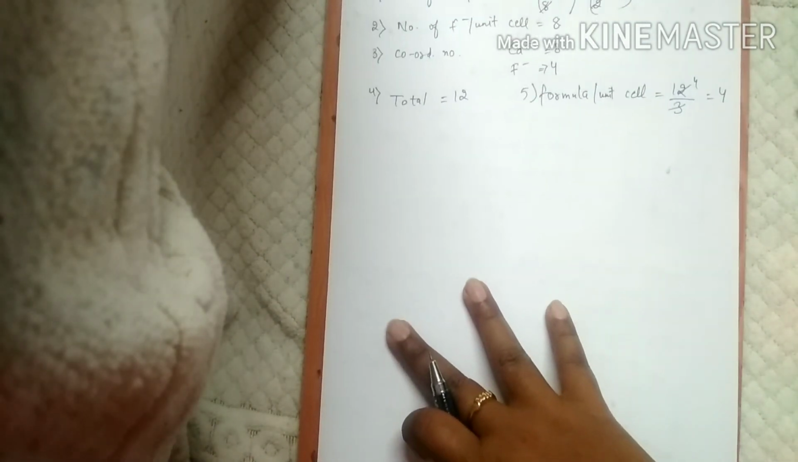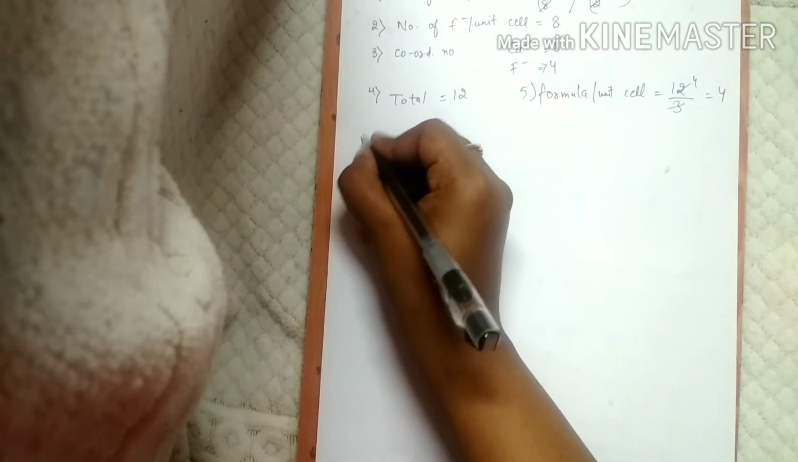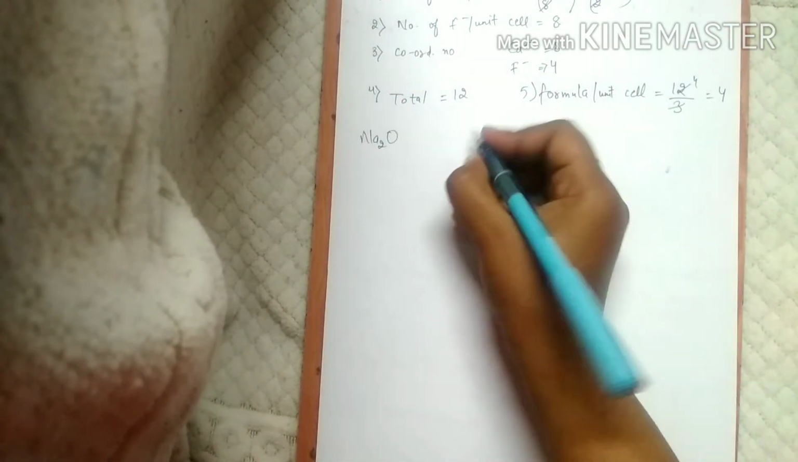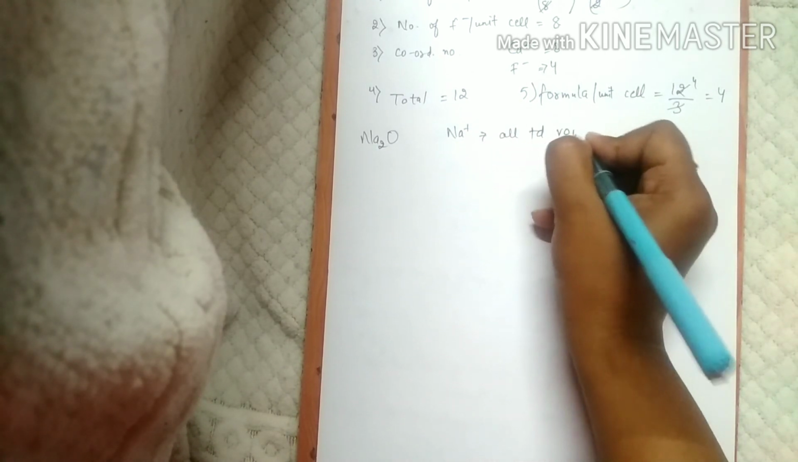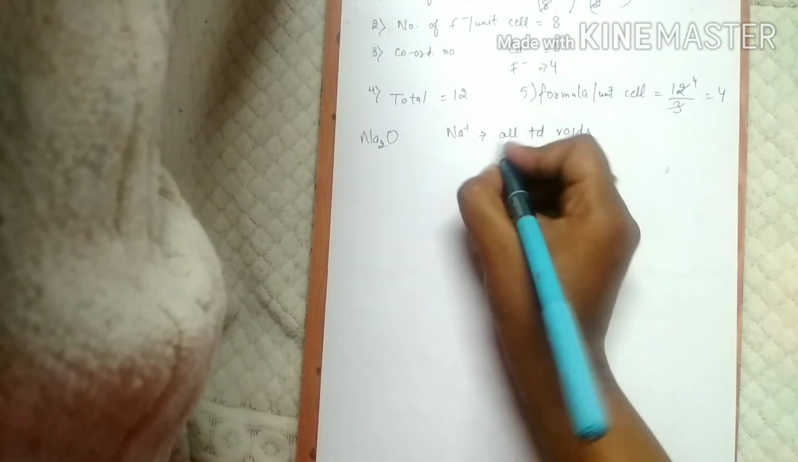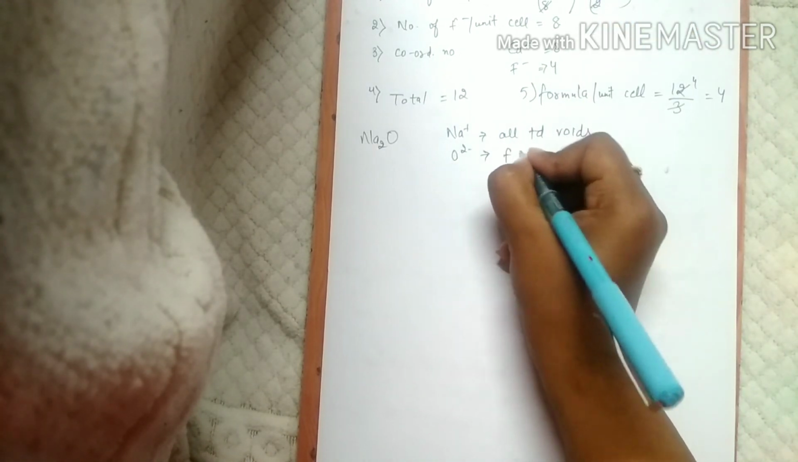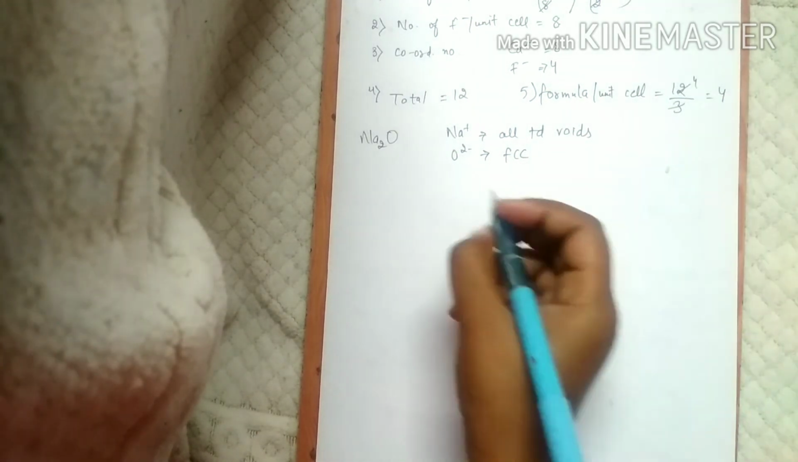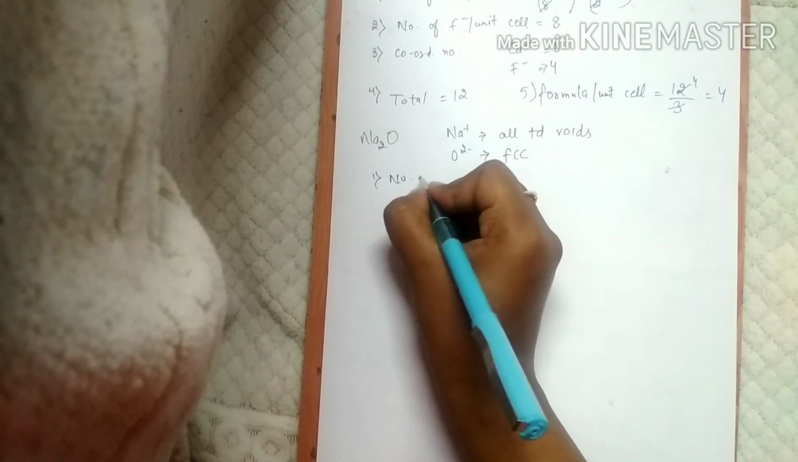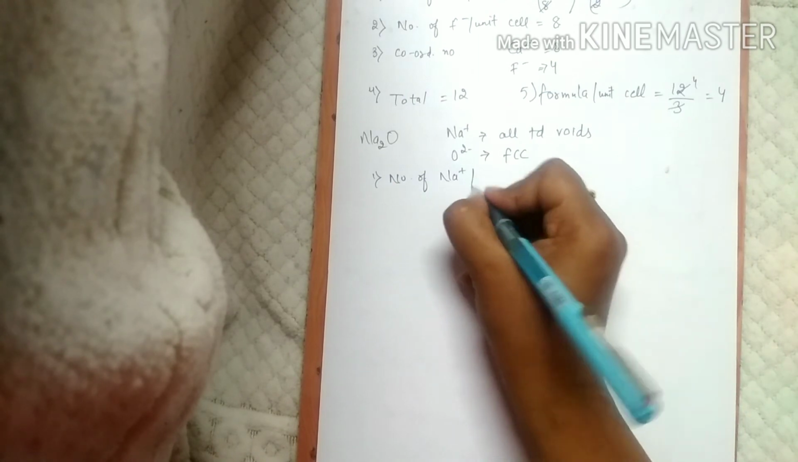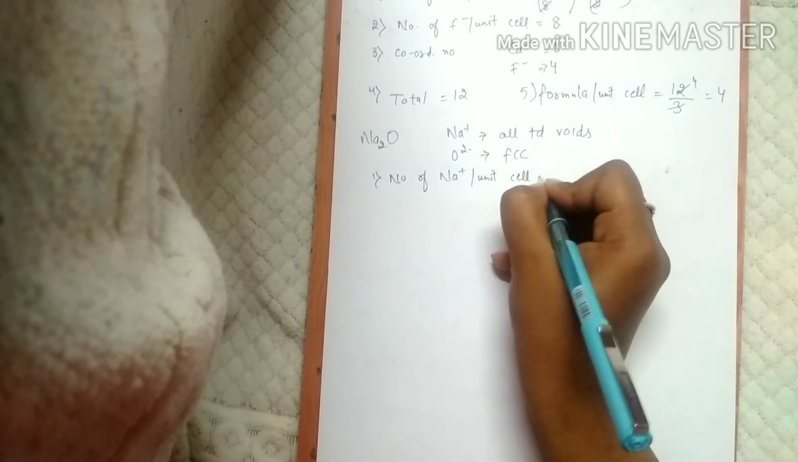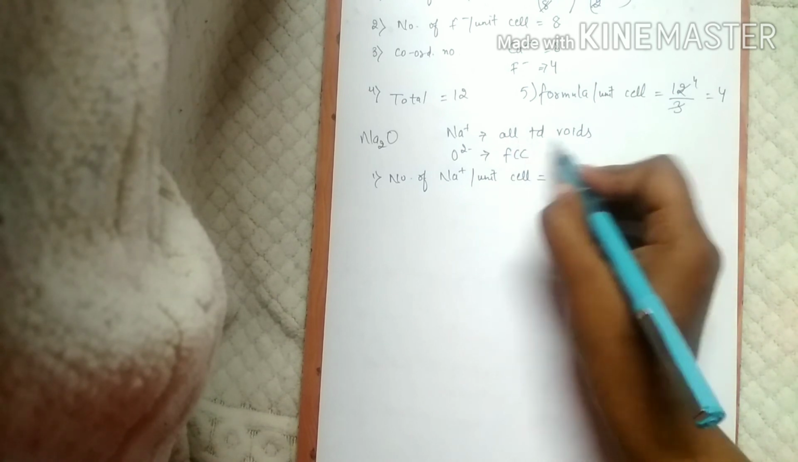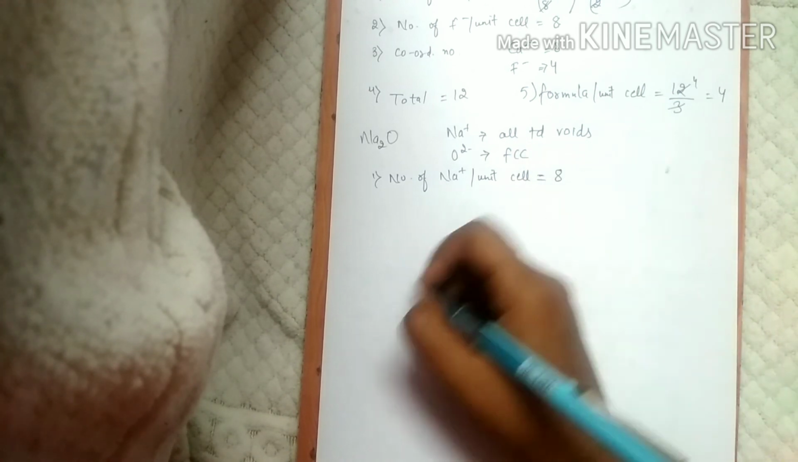So the last structure of today is Na2O. These are also called fluorite and antifluorite structures. So in Na2O, Na+ occupies all the tetrahedral voids. This is just the inverse of this, and O2- occupies all the FCC positions. So here also, the number of Na+ per unit cell will be equal to, it is occupying all the tetrahedral voids. There are 8 tetrahedral voids, so it will be 8.